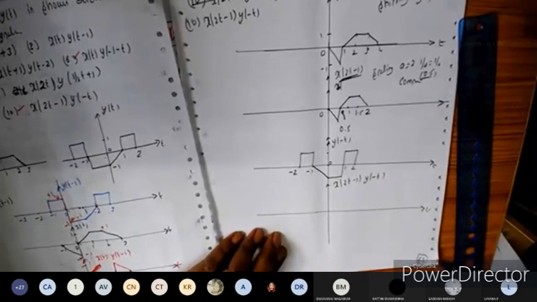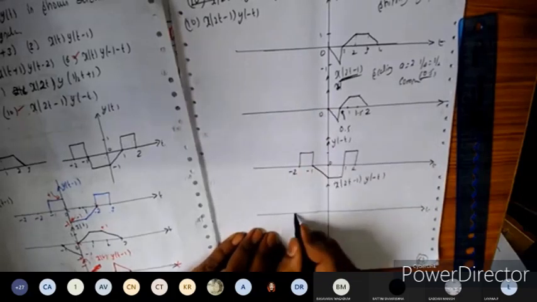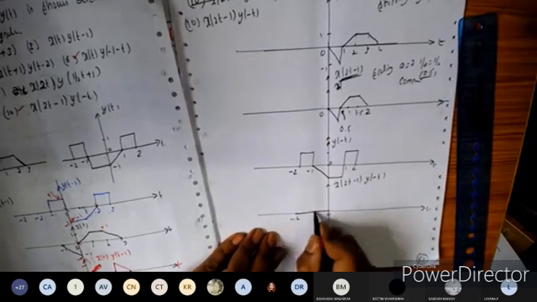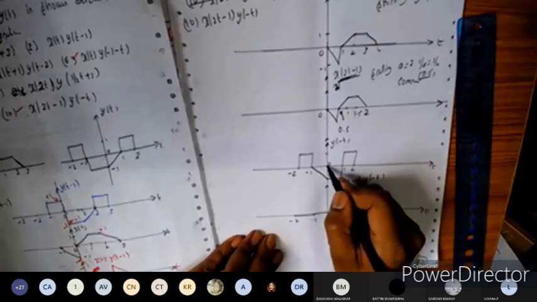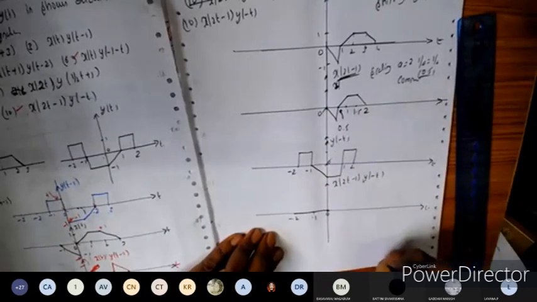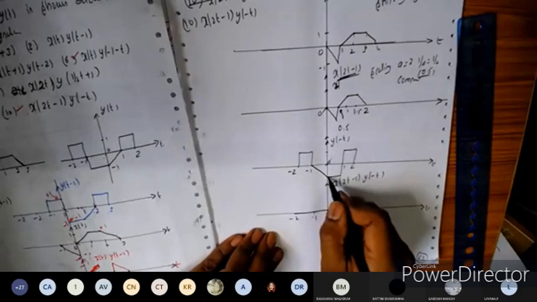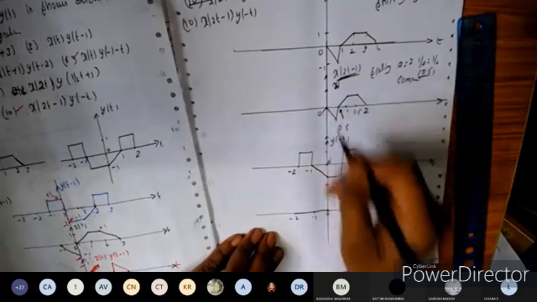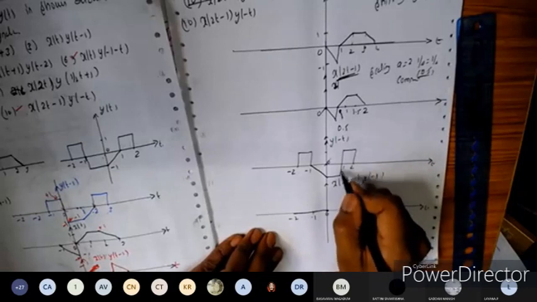So let us take the product of this one. For the negative axis, it is 0. So 0 multiplied by something will be 0 only. So from minus 2 to 0, it will be 0. Next at t equal to 0, it is 0. So we'll get the waveform 0 here. Next, t greater than 0, it is minus 1 here. So minus 1 multiplied by 0 is still 0 only. Next, t less than 1, it is minus 1 here.